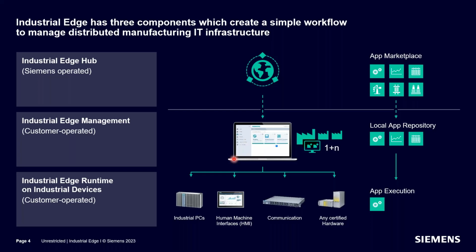The Industrial Edge devices are mostly located quite close to the machine, so on the shop floor, and on the Industrial Edge devices, the apps are executed and also operated from the device. And the customer can choose from a huge variety of devices, also physical devices or virtual ones.